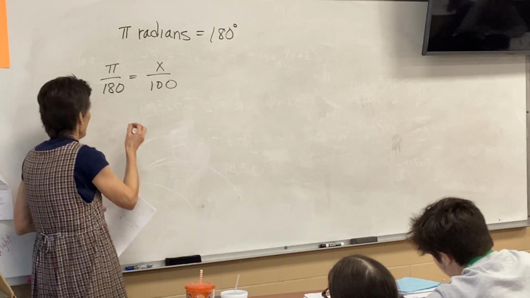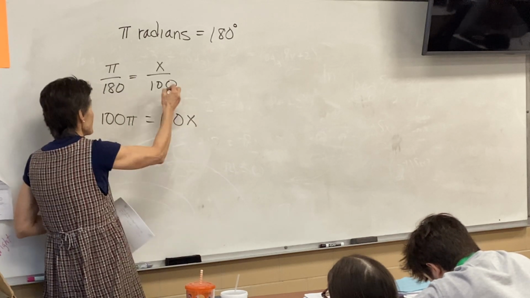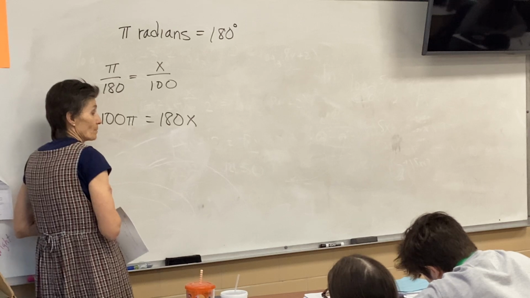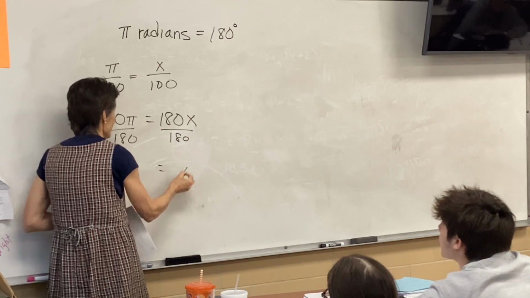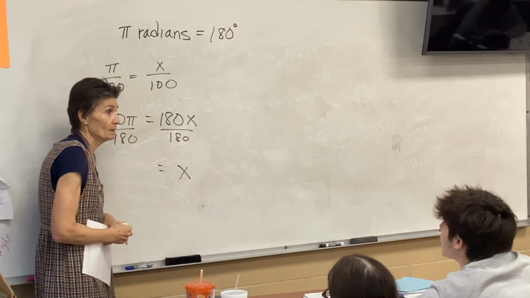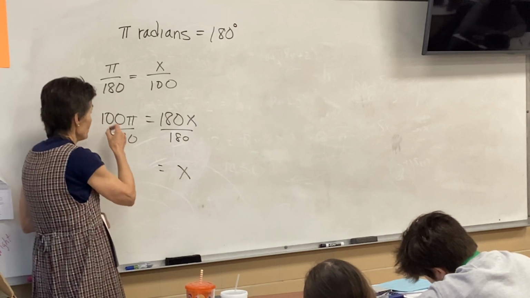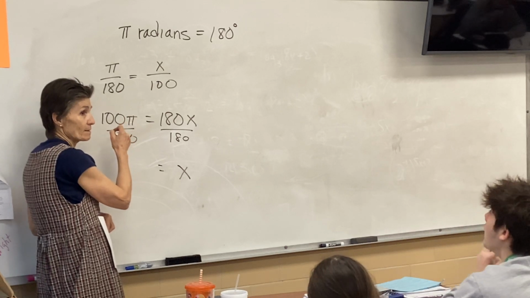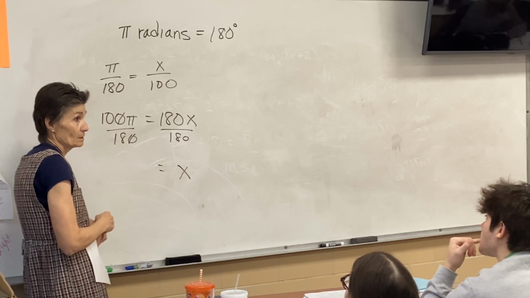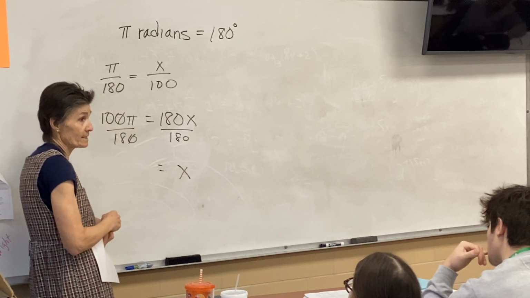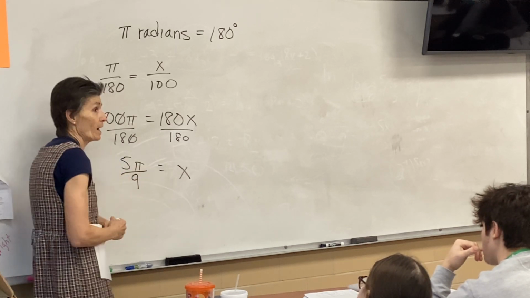Cross multiply. So 100 pi equals 180x. Then divide by 180 because we're trying to get x by itself. You almost always are going to be able to reduce these, and you need to reduce them. Clearly the zeros will cancel. So now I have 10 over 18, 5 ninths. So my answer is 5 pi over 9.